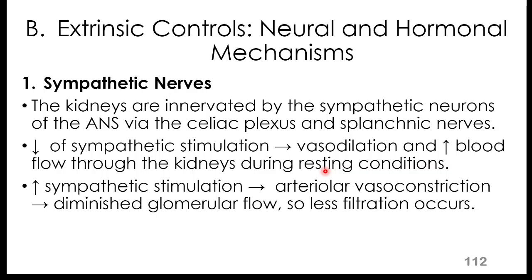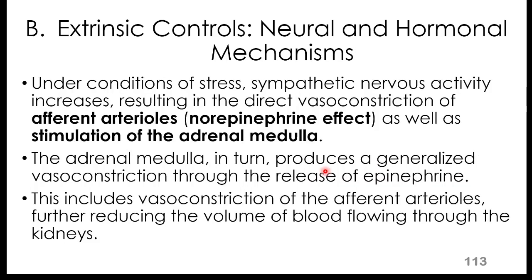baseline sympathetic stimulation causes a slight degree of vasoconstriction in arteries. So they're always slightly vasoconstricted because of this baseline sympathetic stimulation. So any reduction in this baseline sympathetic stimulation will cause vasodilation and thus increase blood flow through the kidneys during resting conditions. But if there is an increase in sympathetic stimulation, the opposite will happen. There will be vasoconstriction and reduced glomerular blood flow, and thus reduced GFR.